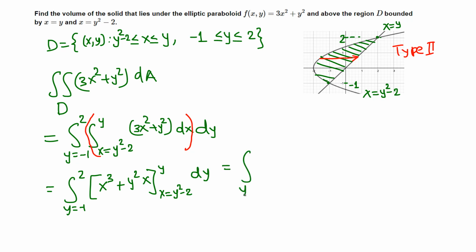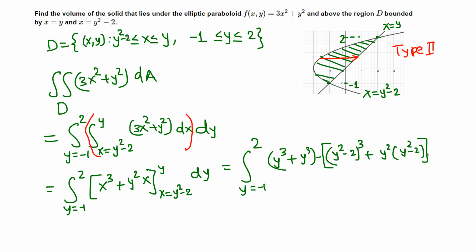Let's evaluate this. This is y from negative 1 to 2. Replace x by y. So this is y cubed plus y squared times y, so y cubed, that's 2y cubed at the upper limit, minus the lower limit, so x cubed means y squared minus 2 cubed. We need to put brackets because the negative is going to change signs later, plus y squared times x is y squared times y squared minus 2, and we have dy.